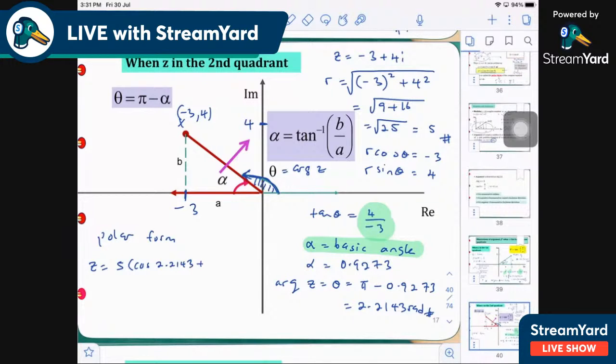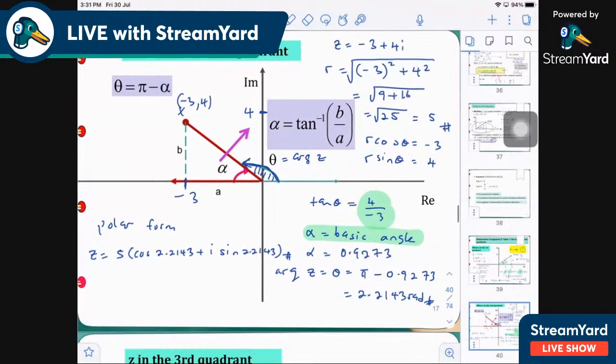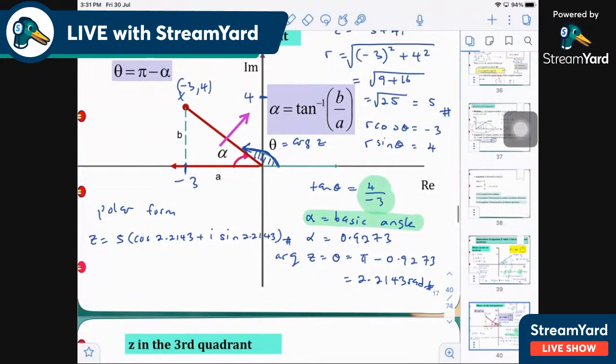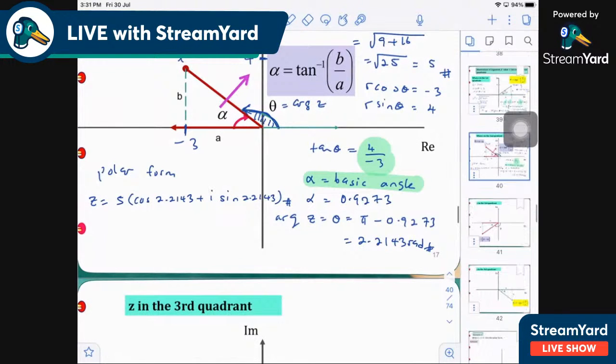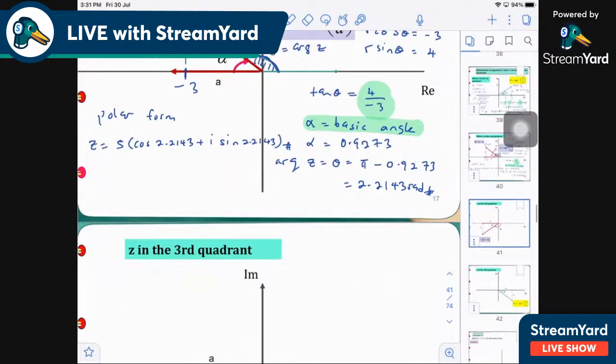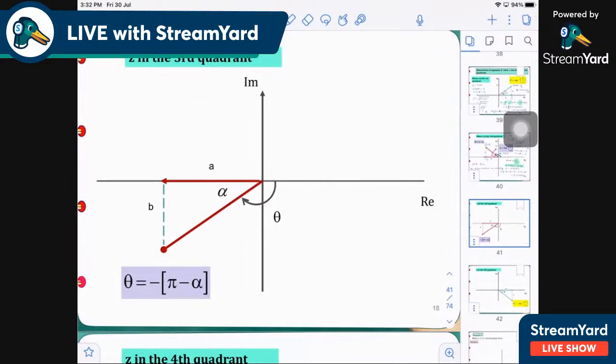Okay, I continue with the third quadrant. If it is the third quadrant, the a must be negative, and the b is also going to be negative. Yes or not? Let's see. I give one example, negative 3 minus 4i. I'm doing the same thing again, just to see the difference. So you know that here is negative 3 and negative 4. The coordinate is here. So b is negative 4 here, and here is negative 3. So r is no problem.